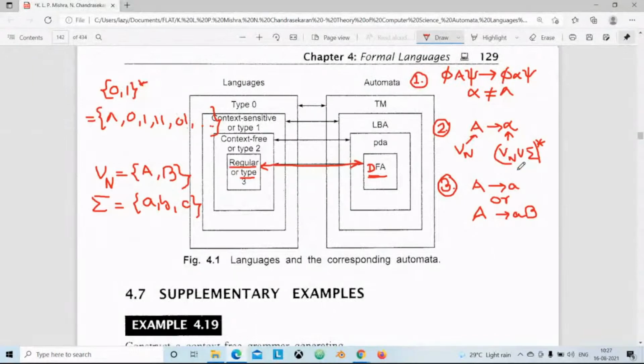Likewise here also, Vn union sigma star means any combination of these two. जैसे कि इसमें A ले लो या A ही ले लो simply, और empty you can take. Okay, likewise you can take any combination of these two, AC, you can take ABC. Okay, so any combination you can take. Is it clear?